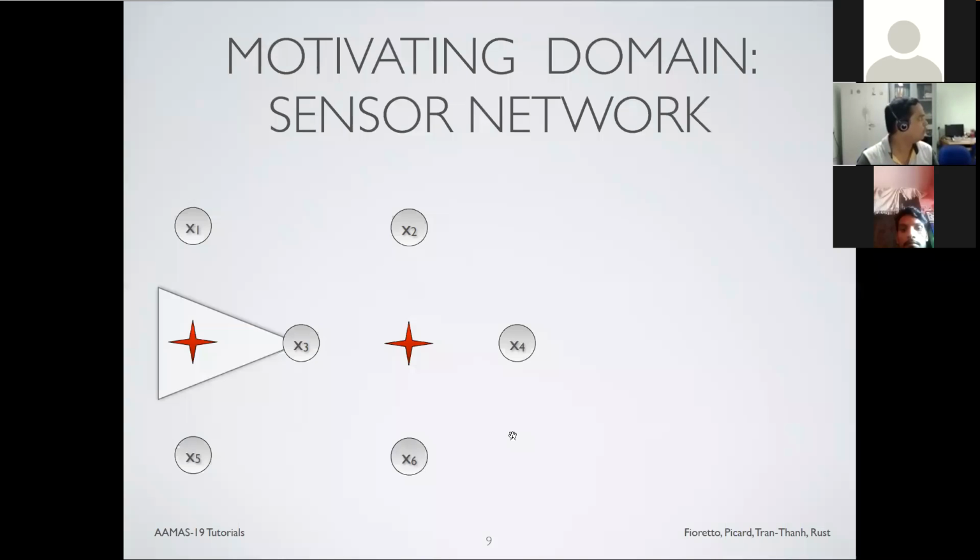So east, west, north, south, so the domain values are east, west, north, south.